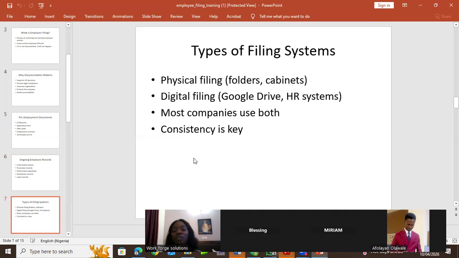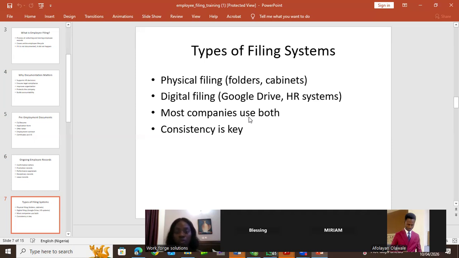So, types of filing systems. We have physical filing, where you have a physical file, put all the papers inside and put it in a cabinet or a drawer. Or you have digital filing, Google Drive. Are we all familiar with Google Drive? If someone is asking a question, I can't see anybody's hands raised or any chats, so you have to draw my attention to it.